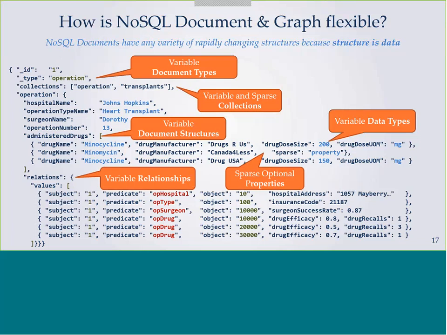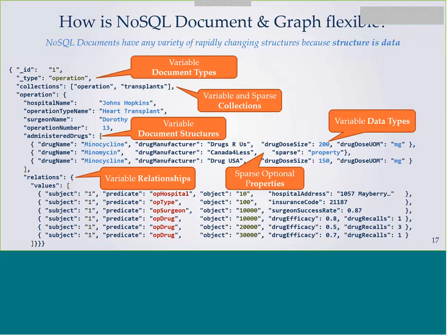You can have variable relationships. Now, down below here is an array of triples. I wanted to show you, this is a graph model. You're looking at a document containing graph. So this is a document graph model. You see subjects, predicates, and objects. The subject, in this case, is the document ID. This is ID number one, the subject's ID number one. I made up these predicates. They're not very good, but they're simple for the presentation. So this is saying this document, which is an operation, occurred in this hospital. So it's a foreign key from the operation to the hospital. The hospital ID document is number 10.